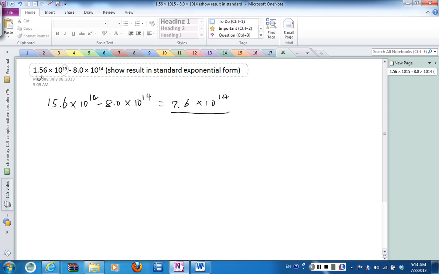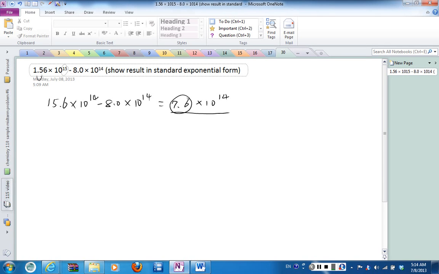Now check whether this is in standard exponential form. Well, it works. 7.6 is right between 1 and 10, and that matches our need for standard exponential form, or scientific notation. Alright, so I matched both of them into 10 to the 14th.